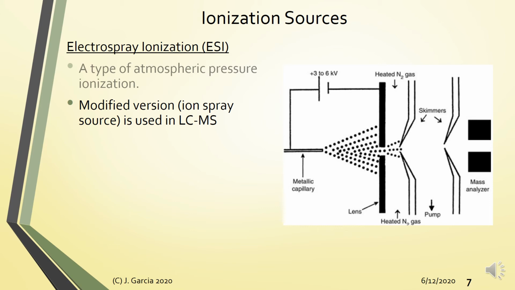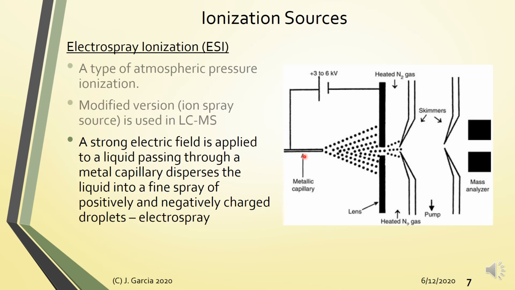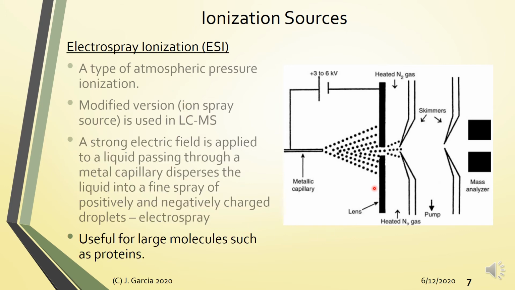Basically, the sample comes out of this metallic capillary. A strong electric field is applied to the liquid passing through this metal capillary, which in effect disperses the liquid into a fine spray of positively and negatively charged droplets. This is your electrospray, hence the name. This technique is useful for large molecules such as proteins, also for elucidating protein structures using LCMS.